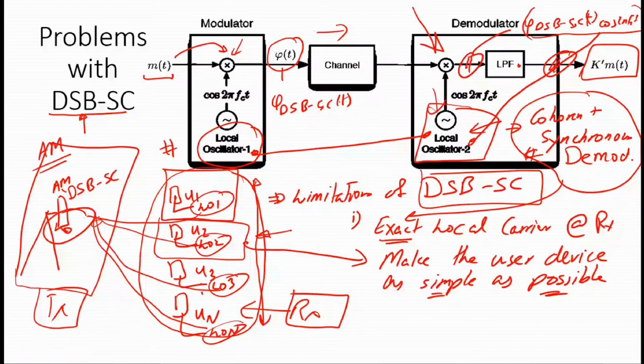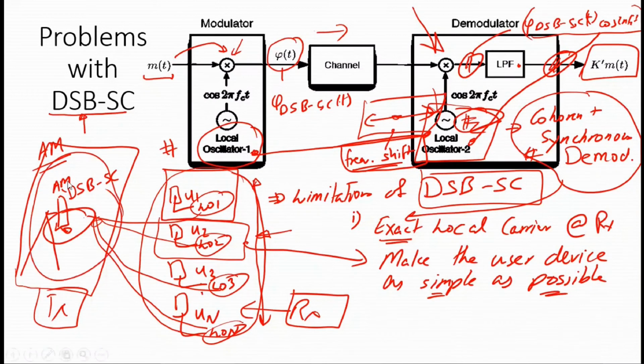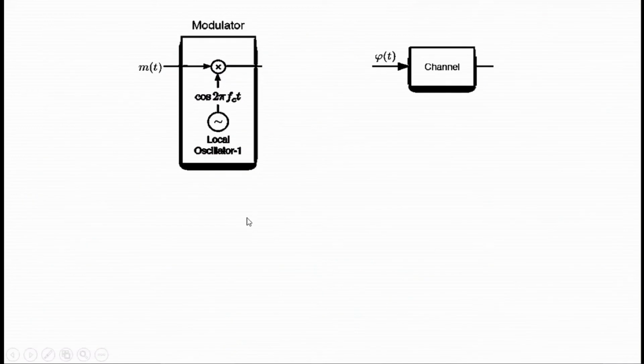And we know that if the user is mobile, which is more often than not, and is moving, in that case we would have a frequency shift because of the Doppler effect. Again, exact synchronization would be difficult. So therefore, we move towards a scheme in which we somehow modify the transmitter. And the way to do that is, again, we have the same modulator. This is the one that you have studied.